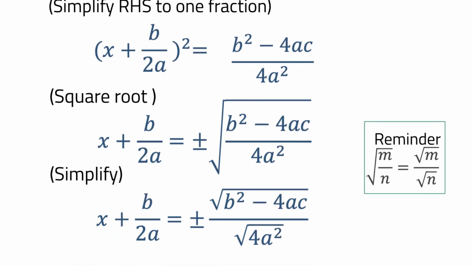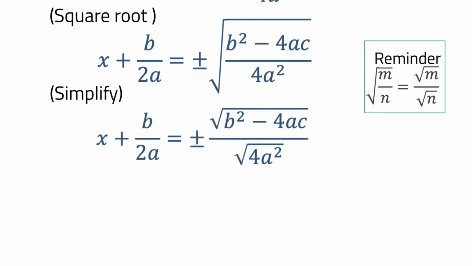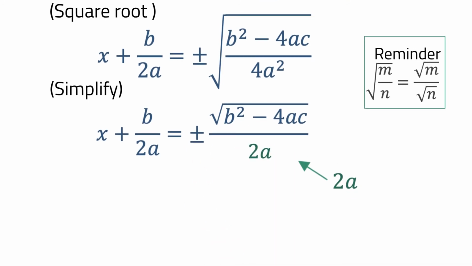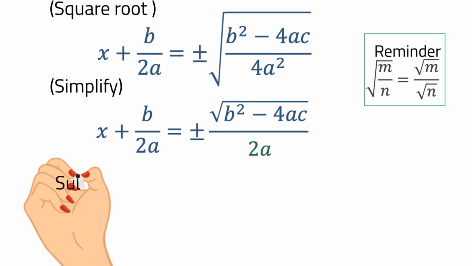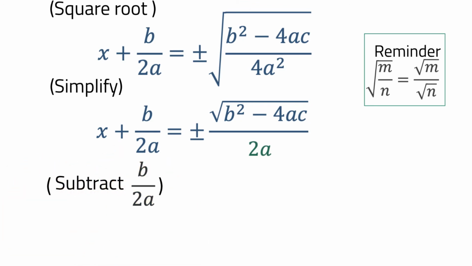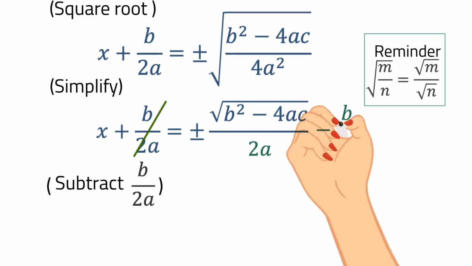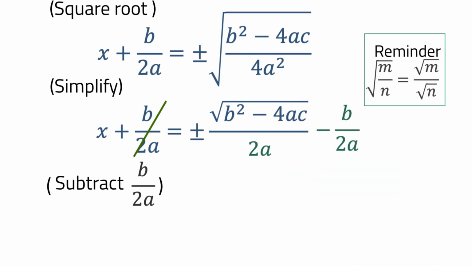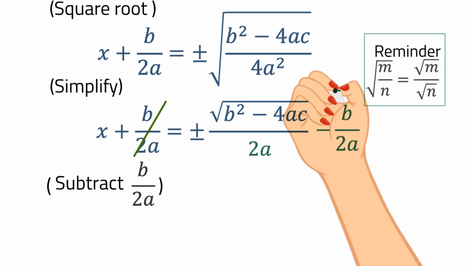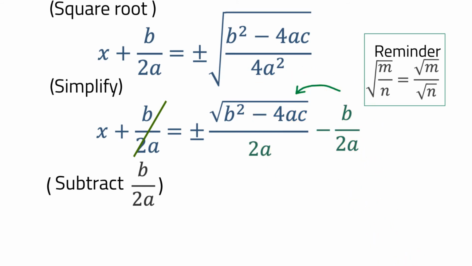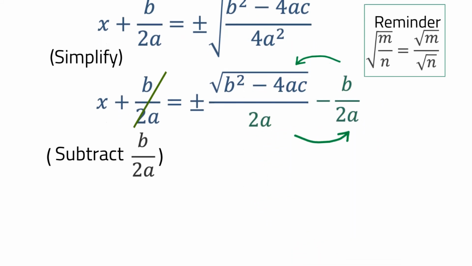Lovely. Now that doesn't actually look nicer, but we know what the square root of 4a squared is, and it's 2a. So I can get rid of that and replace it with 2a. And now I'm going to subtract b over 2a from both sides. It will disappear from the left-hand side and appear as a negative on the right-hand side. And what I'm also going to do is just swap around my two terms on the right-hand side.